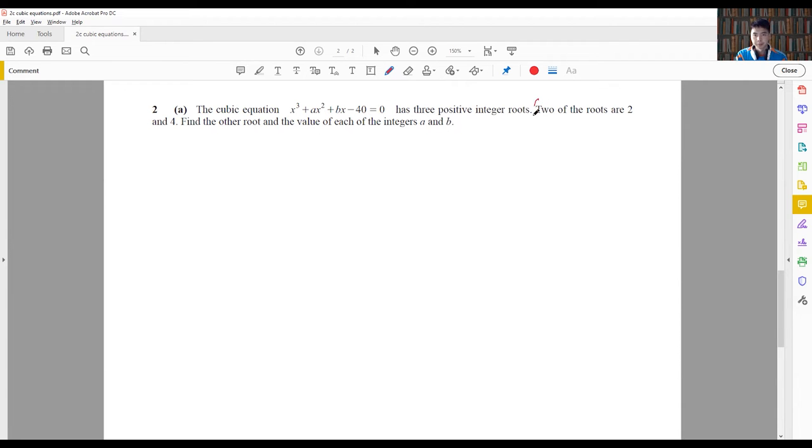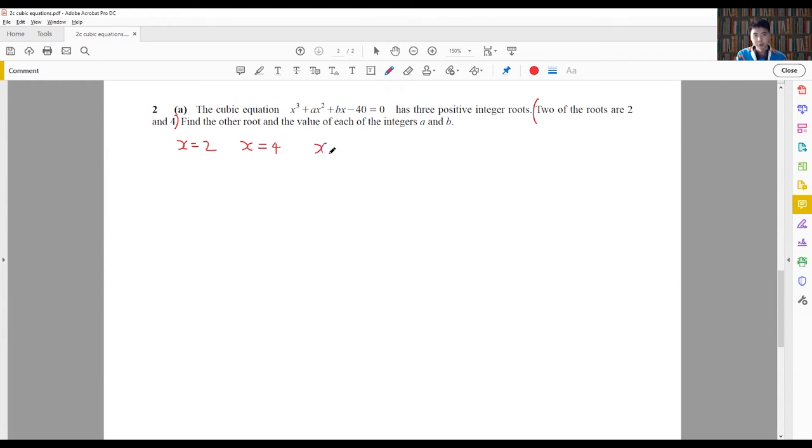So from the question, I would have gotten these 2 clues here. The roots are 2 and 4, meaning to say x is equal to 2 and x is equal to 4. You know that you're supposed to have 3 x values.